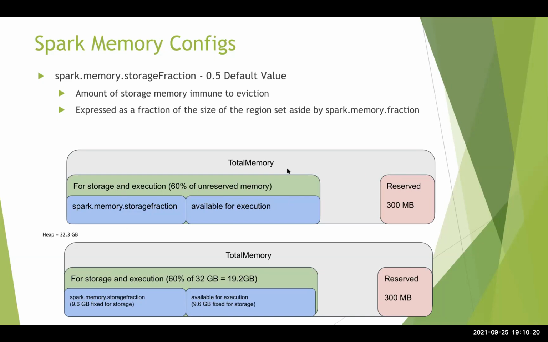So I'll just repeat. Of the total memory available, 300 MB is reserved. That you can't touch. Spark can never touch. Out of whatever else is available, except this 300, 60% is reserved for storage and execution. Within the 60%, you have memory reserved for storage, which is controlled by this, and memory reserved for execution. By default, if you don't change anything, it is 50%. So 50% of this will be available for storage, and 50% of this will be available for execution.